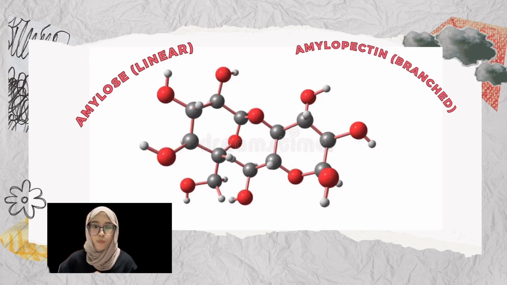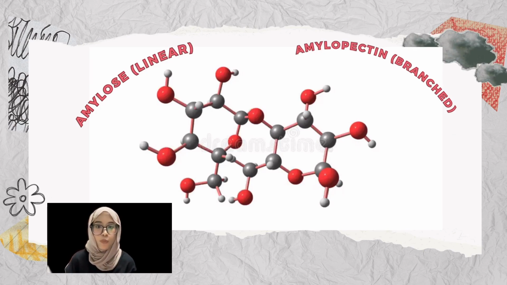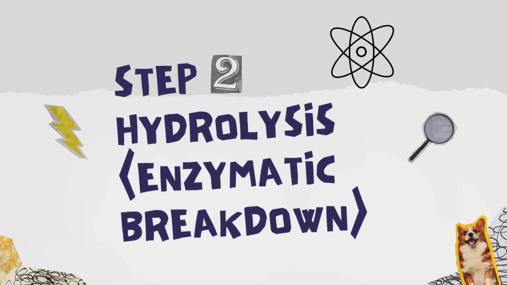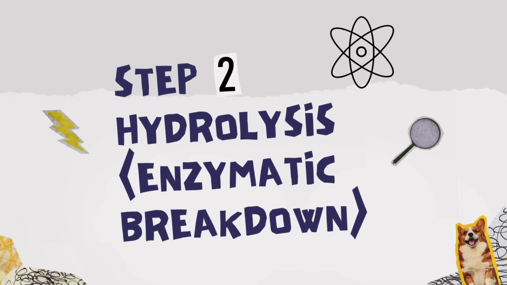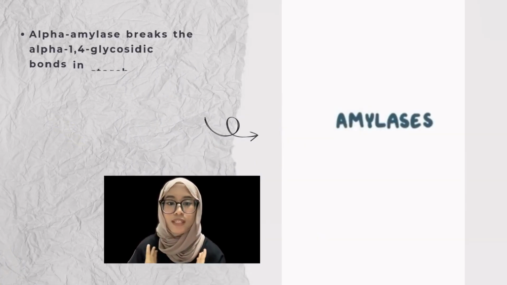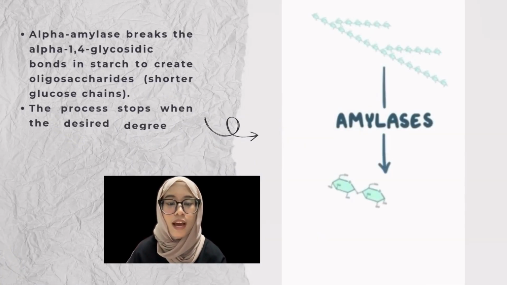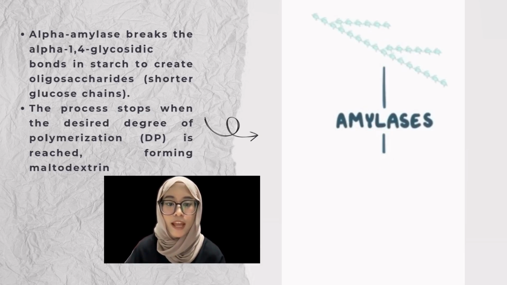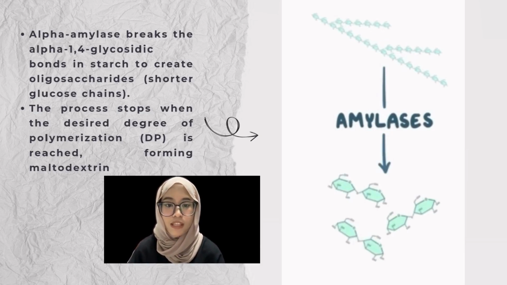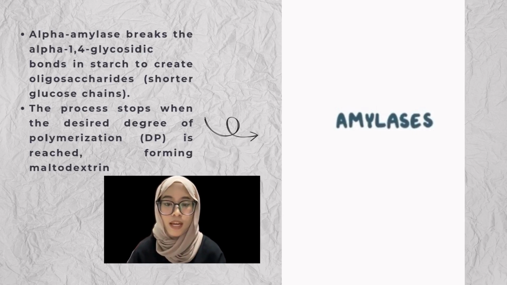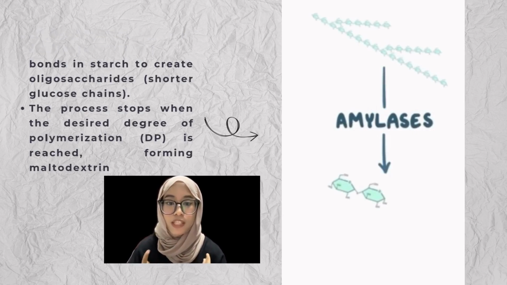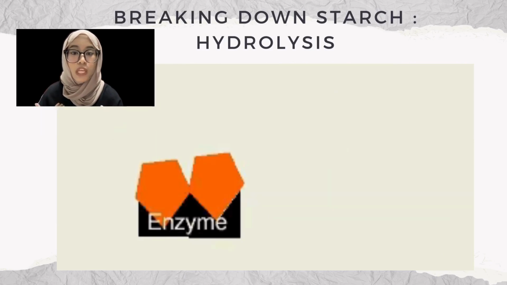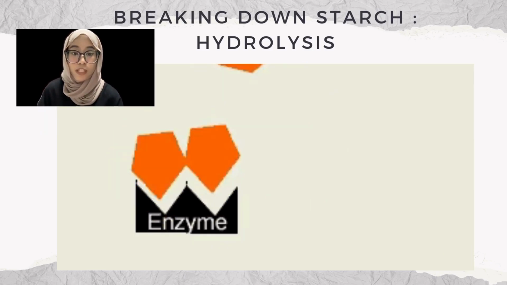The next step is the breakdown: how to break down the starch. Step 2. Hydrolysis, which is enzymatic breakdown. Now, we break down the starch using a process called hydrolysis. We use an enzyme called alpha amylase that helps cut the long starch chains into smaller pieces. These smaller pieces are called dextrin. This process is important because it turns the starch into something we can use, which is maltodextrin.